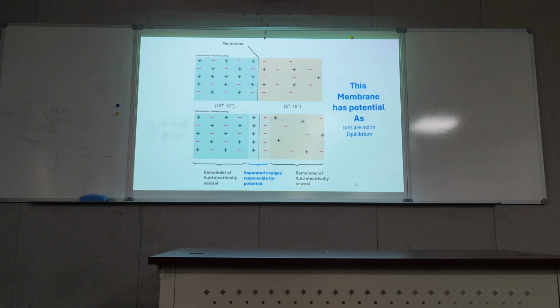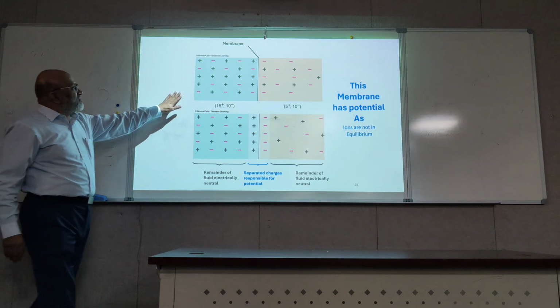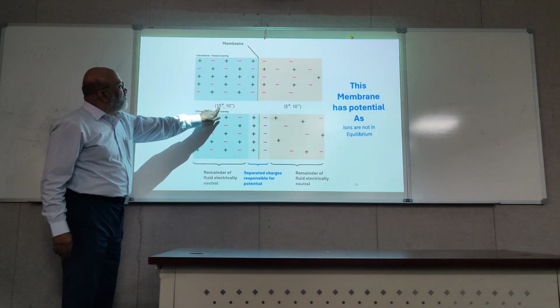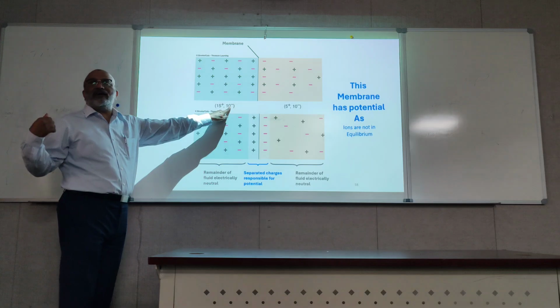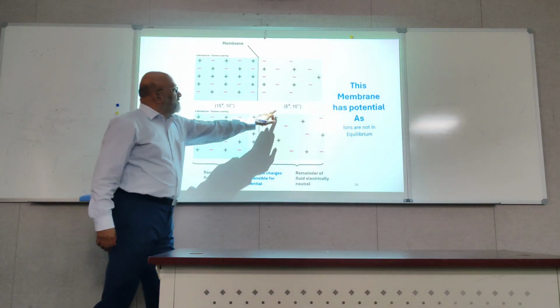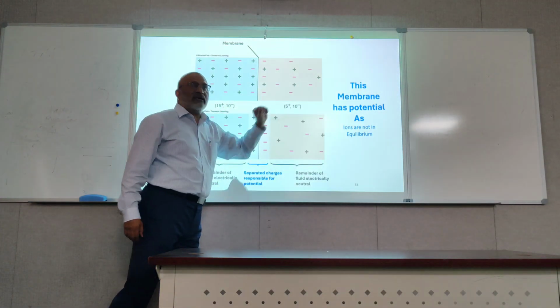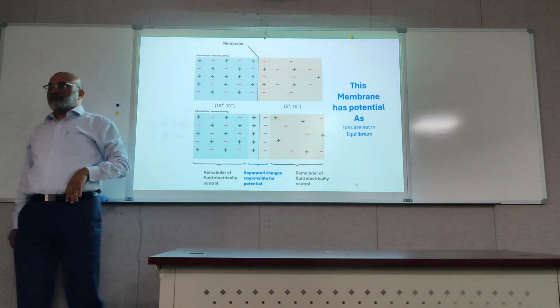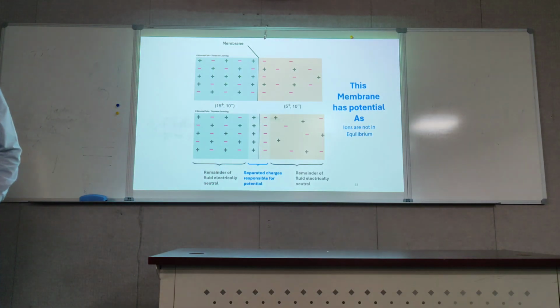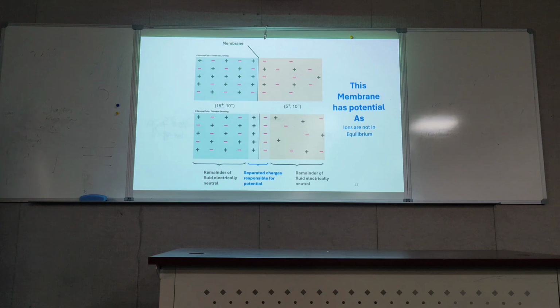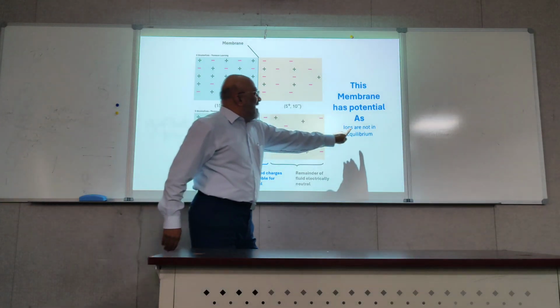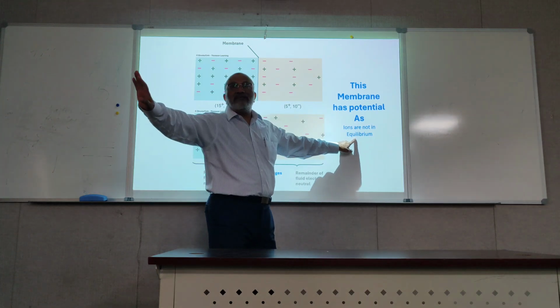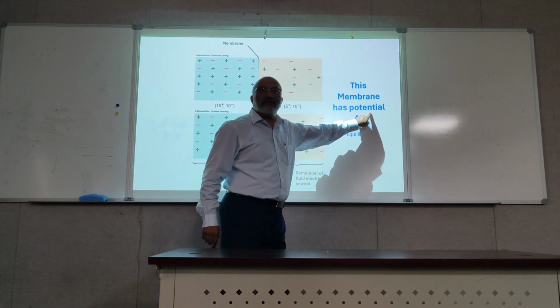Do not see the next slide. This is what he was saying, 5 or 10. This is a membrane with 15 plus and 10 negative on this side, and 5 plus and 10 negative on the other side. Yes, comment. I have written the answer here. You know, the ions are not in equilibrium. Agreed? Yes. This membrane has potential. Why?